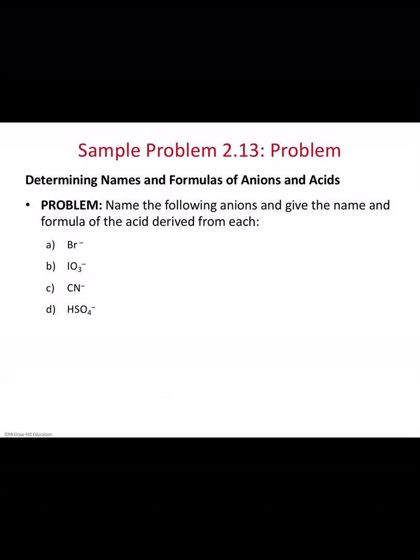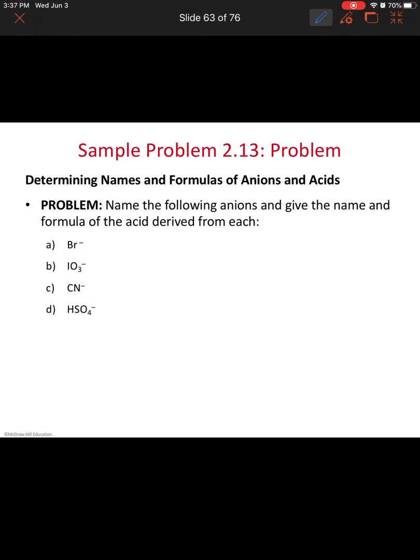Okay, problem. Determine names and formulas of anions and acids. Name the following anions and give the name and formula of the acid derived from each. What is the name of this ion, Br minus? It is bromide. For bromide, you add H plus and get HBr. With hydrogen and bromine, this is hydrobromic acid.